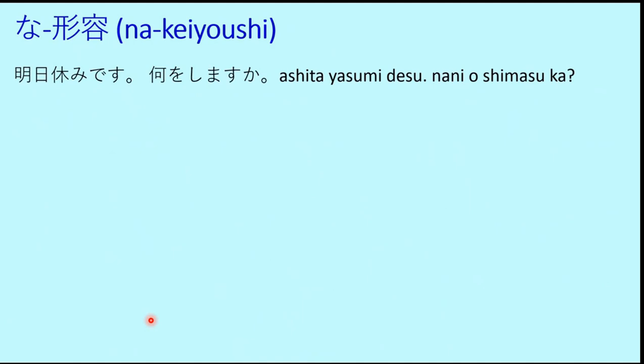Ashita yasumi desu. Nani o shimasu ka? So, friends, do you understand what this means? It's very easy. Ashita yasumi desu. Ashita is tomorrow. Yasumi means holiday. So, tomorrow is a holiday. Nani o shimasu ka? Now, shimasu is the verb which means to do, and nani is what. That means what will you do? Tomorrow is a holiday. What are you going to do?